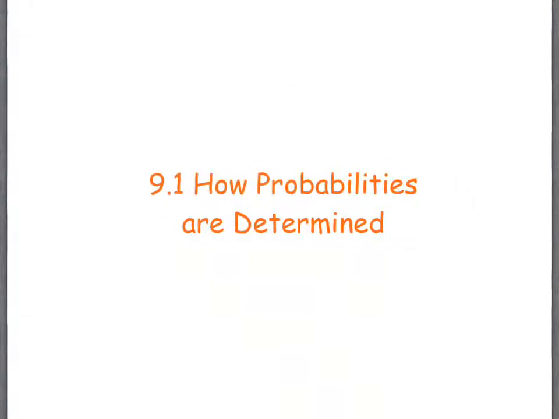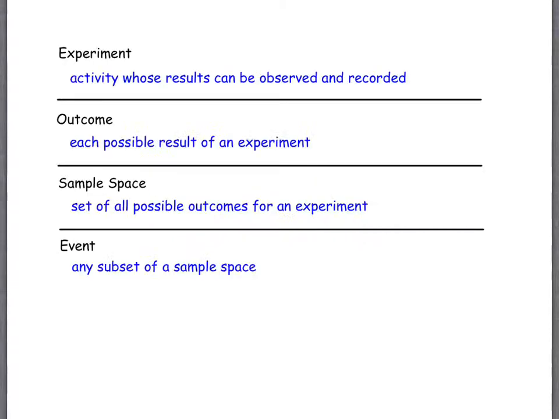Section 9.1, we start our discussion of probabilities. Now, probabilities are going to relate back to Chapter 7. We're going to be working with percents and with decimals. It's going to relate a little bit into Chapter 6. We're going to be working sometimes with fractions as well. In this section, we're going to talk about how they are determined.